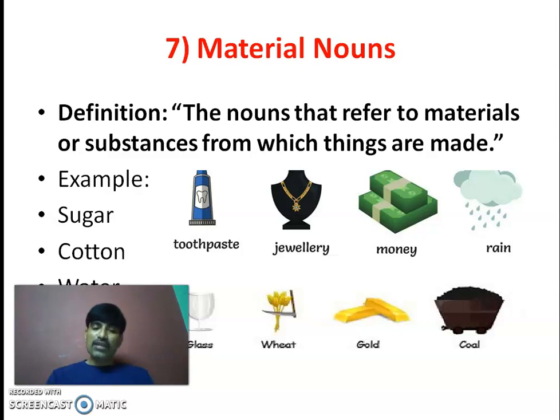If you want to count them, you must add something like 1 kg sugar, 1 quintal cotton, 1 liter water, or maybe half liter milk. So these things should be added in order to count them, but actually they are not counted like 1, 2, 3, 4, and mostly they are uncountable nouns. In the next slide also we will see what countable and uncountable nouns are. So these are material nouns, the names of the material substances.